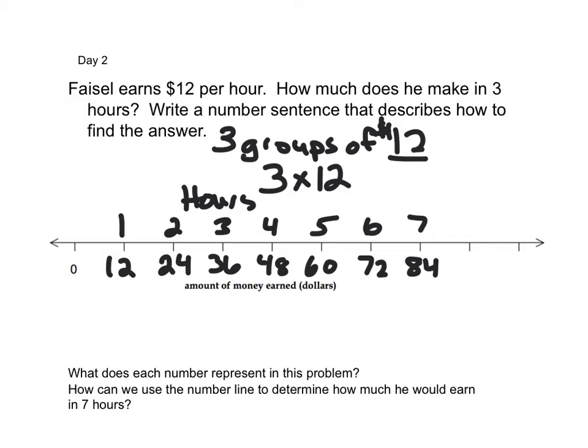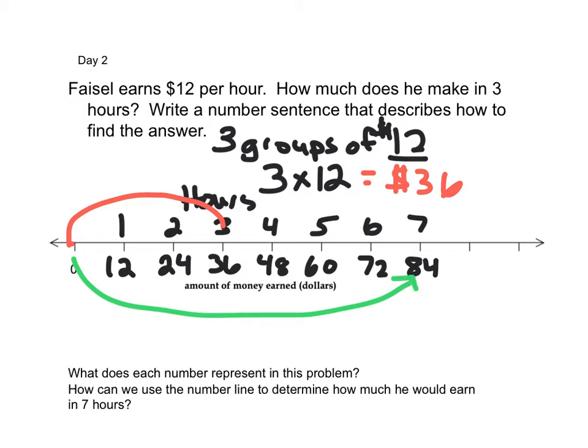In this example, the top numbers would be the number of hours that are worked, and the bottom numbers would be how much money is earned for each hour that is worked. So for 3 groups of 12, we could simply make that leap from 0 to 3, and we would see that this would be $36. Down here, we can use the number line then to leap to 7, and we would see that he would earn $84 in 7 hours.